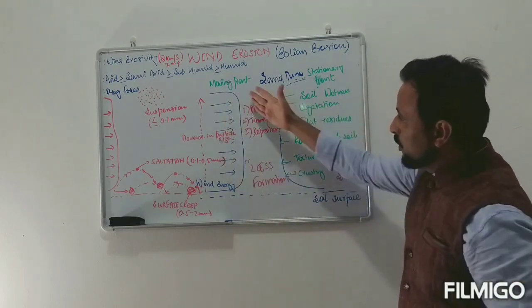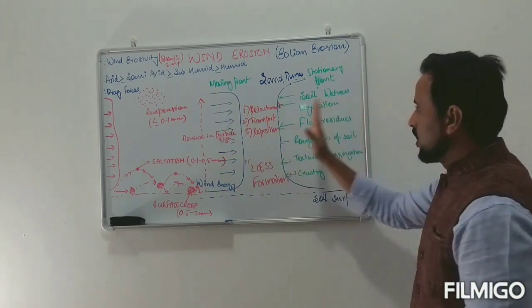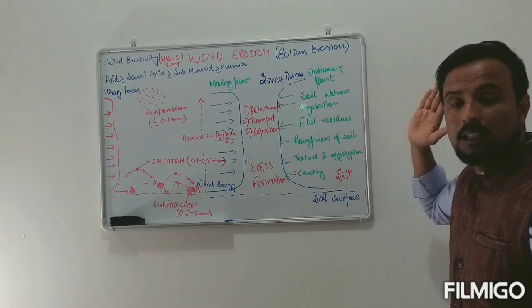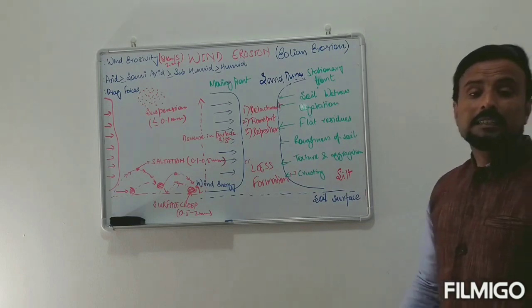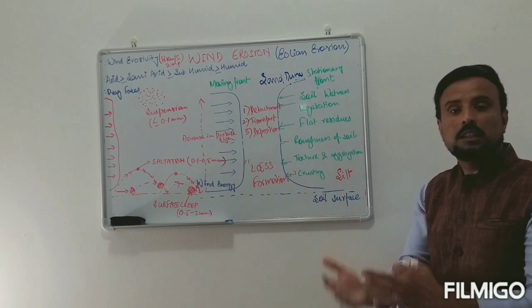Suppose this is the force of wind. It is coming in this direction, right? But these forces, the soil wetness, flat residues, crust on the layer of soil, are the forces which fight with the wind forces to resist erosion.